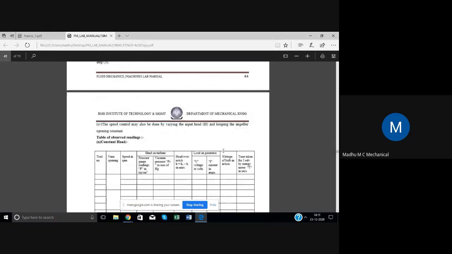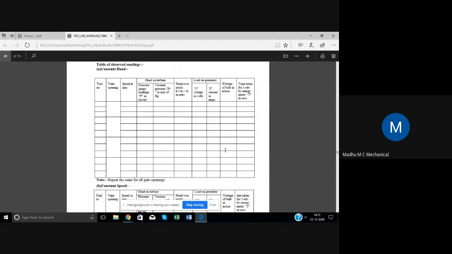Now, is there any doubt in what I have explained? Hello? Is there any doubt? Okay. Then note down the tabular column: constant head, constant speed for the Francis turbine. Note down the tabular column. I will give the readings.